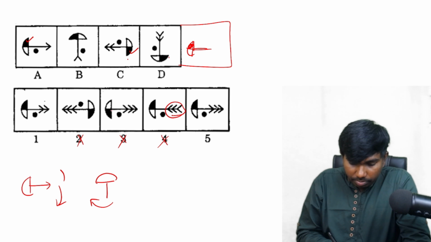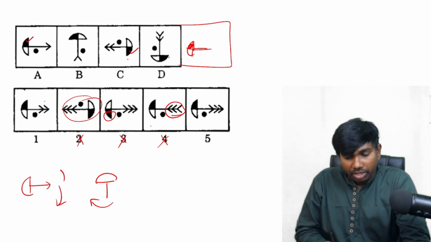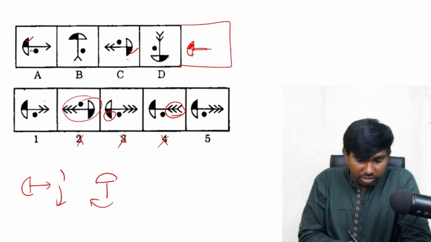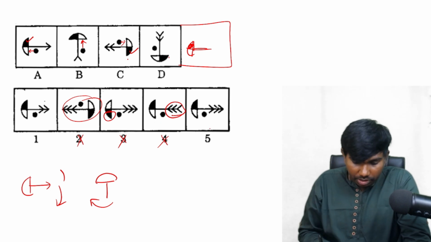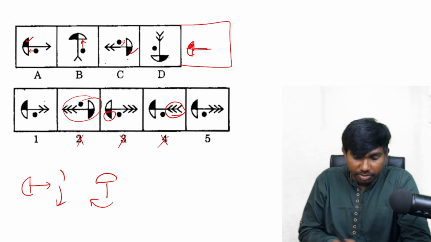Okay, because of shading we have eliminated. Because of the complete figure, we have eliminated this one. Because of shading we have eliminated this one. Because of arrows we have eliminated this one. And finally the dot. If you observe all the figures, the dot is always towards the unshaded portion only. So if you observe the first figure and fifth figure, the dot is in the unshaded portion only. That is not the problem here.